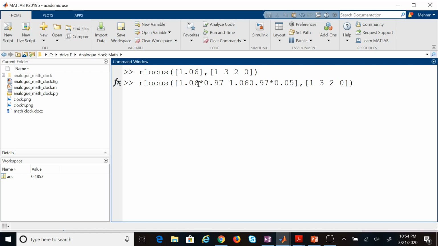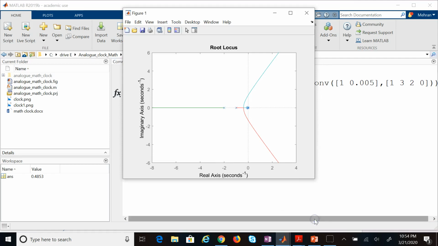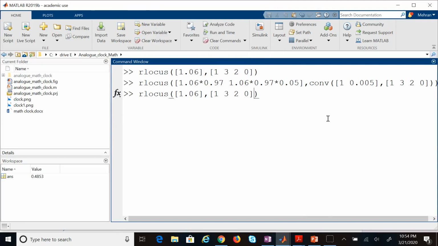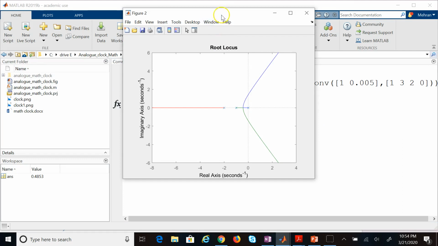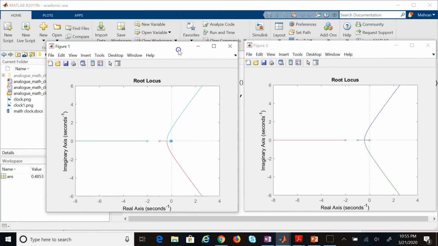these are the coefficients of the numerator, and then the denominator is that term times one and 0.005. Okay, now this is going to overwrite the previous one. So let me use a figure and redraw the previous one. So this is the original one, this is the new one.